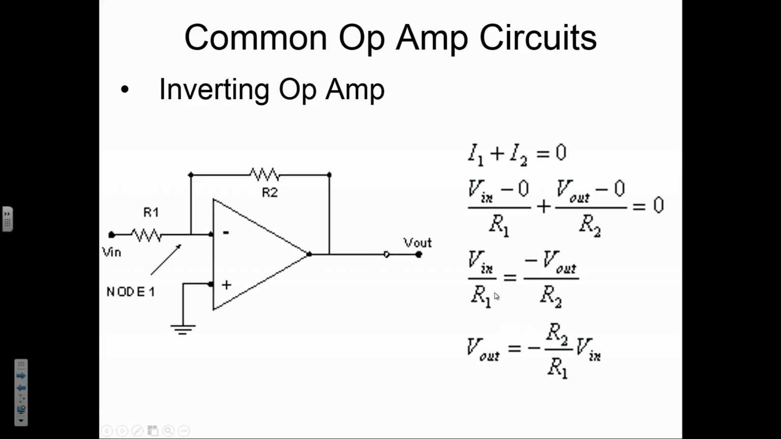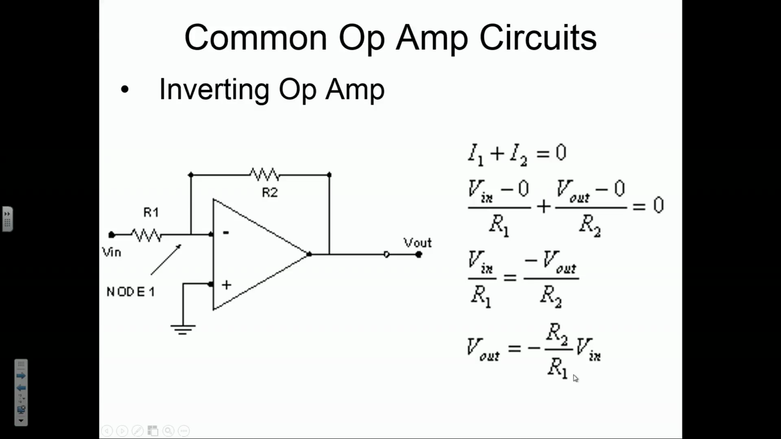This condenses down into Vn over R1 equals minus V out over R2, and ultimately we solve for V out, and we find that the gain is a negative R2 over R1. And this negative sign is why we call this an inverting op amp, because it inverts the signal, and the magnitude of the gain is defined completely by the values of these two resistors, R2 over R1. So if you want to have a large gain, then you put a resistor R2 that's much larger than R1.